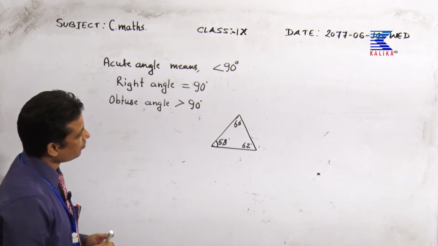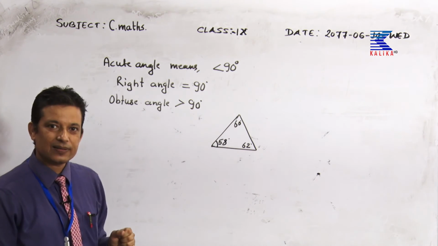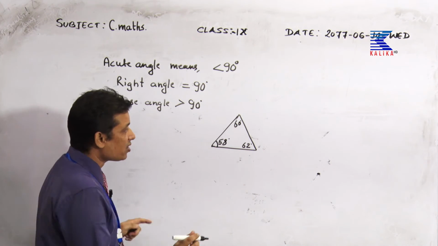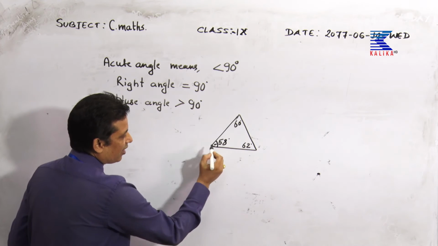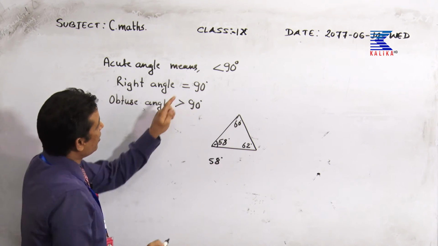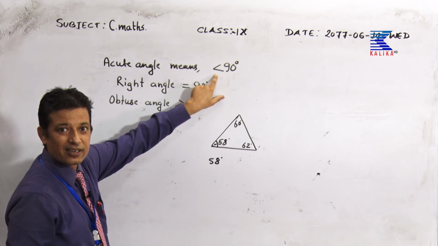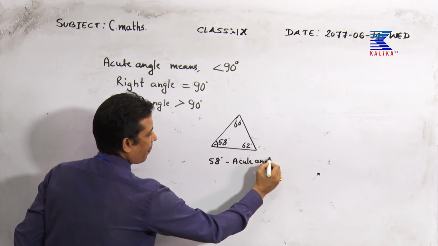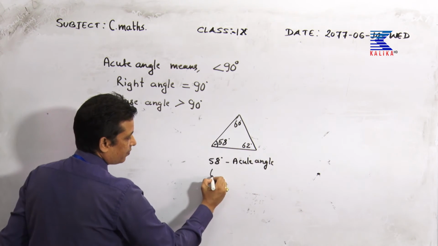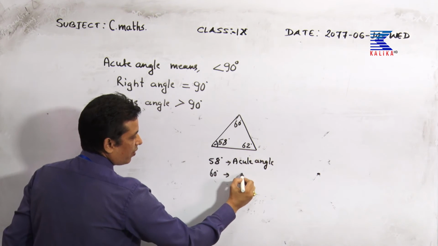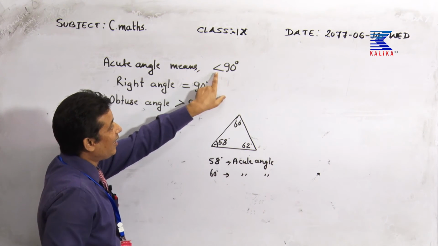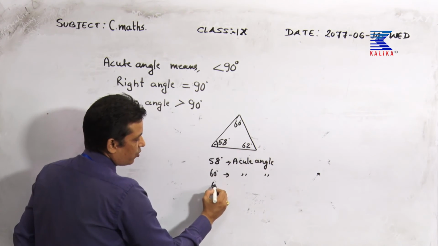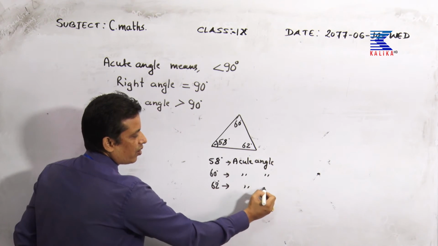Look, this is a triangle, you see 3 angles, the measurement of 3 angles I have written there. What is the first angle? Let me take this angle first, 58 degree. Is it less than 90 degree? This is an acute angle. Next one is 60 degree. This is also an acute angle, because it is less than 90 degree. Next one is 62 degree. This is also an acute angle.